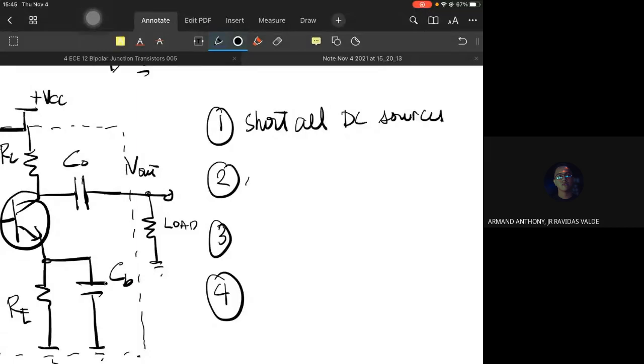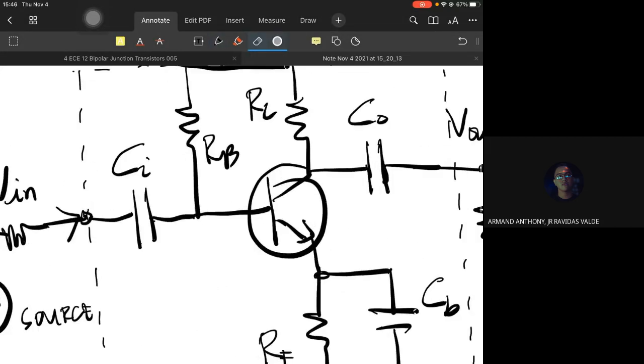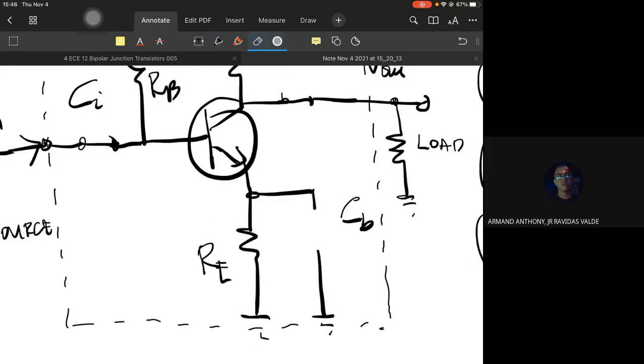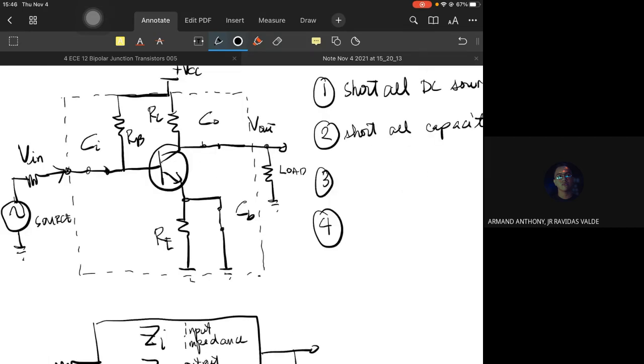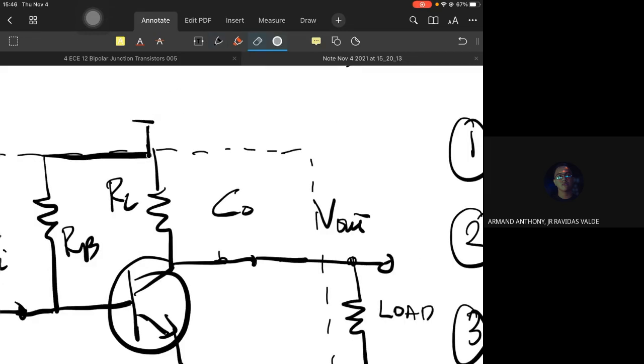Another rule is to short all capacitors. Meaning, this capacitor, the same with the voltage source, we replace with a short circuit equivalent. Same with this one, and also with this one. So it is just a plain wire, and the capacitors disappear. Oh, this is just a drawing showing VCC shorted.